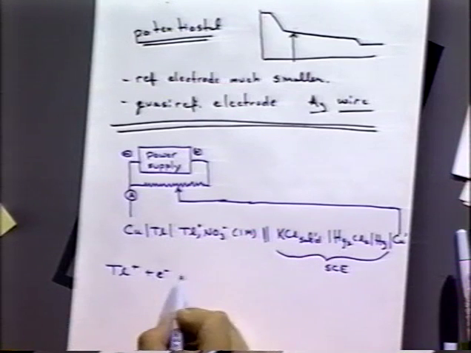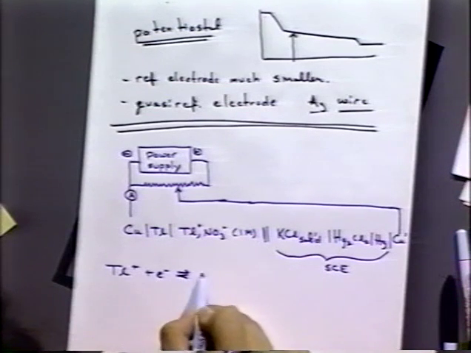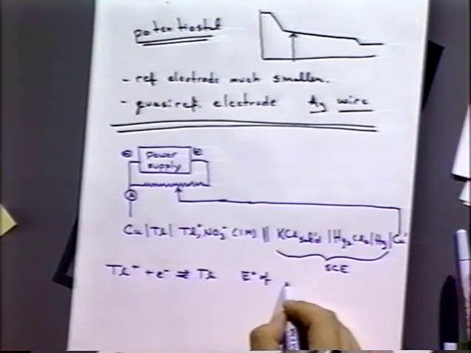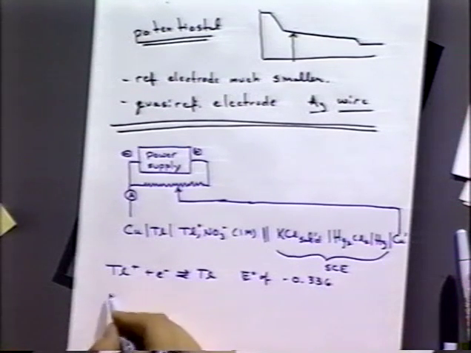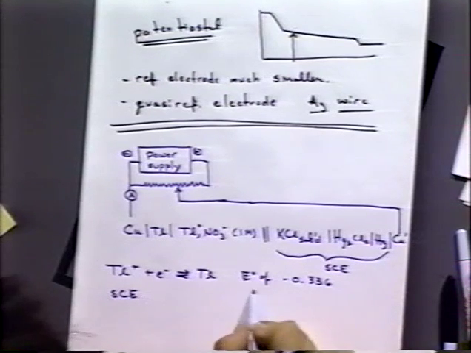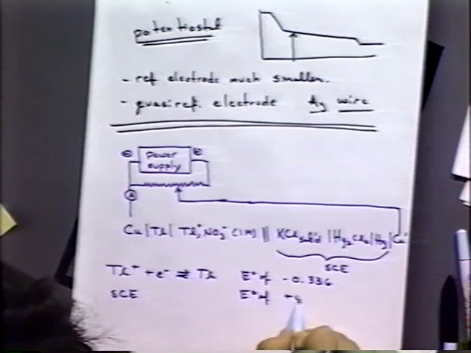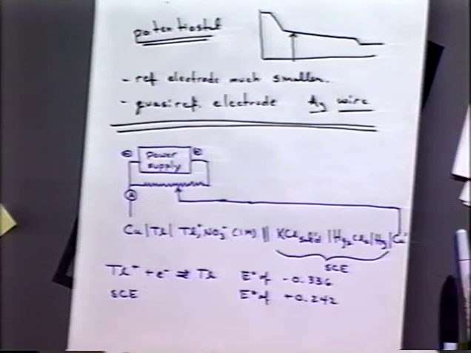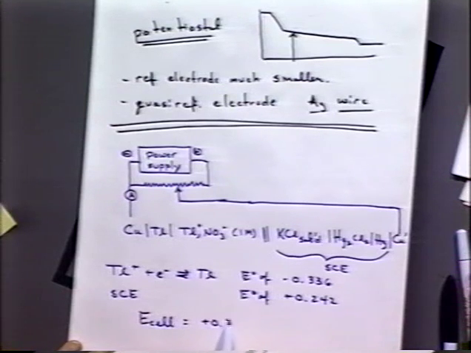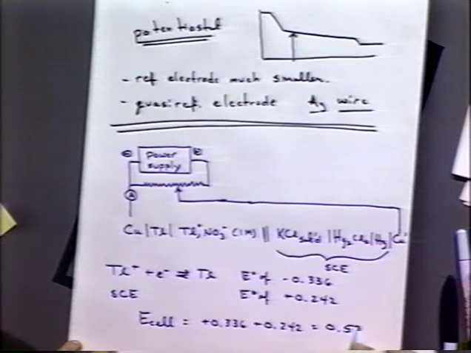And we see that the reduction of thallium ion to thallium metal has an E0 of minus 0.336, and the SCE would have an E0 of plus 0.242 volts. And since this is actually an oxidation, because we've got that as the anode, we would flip that potential around and we find that the E cell would be equal to plus 0.336 plus 0.242, equal to 0.578 volts.